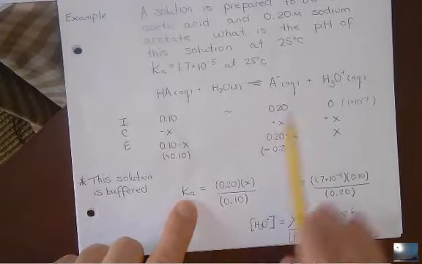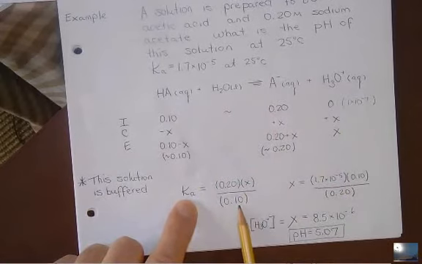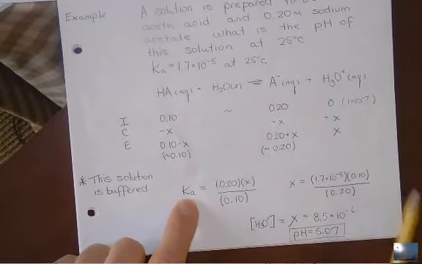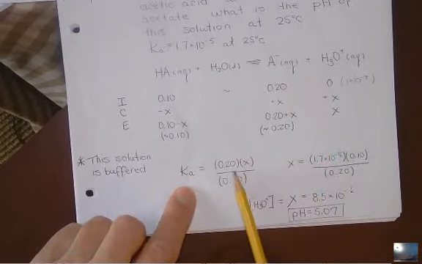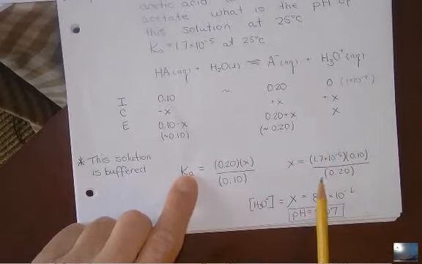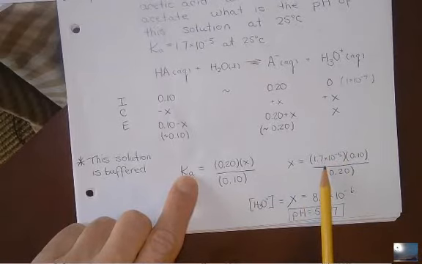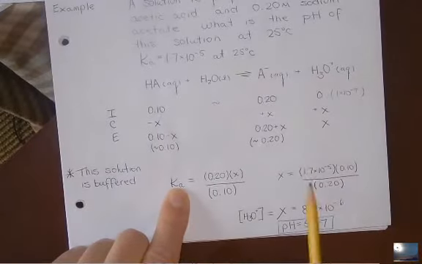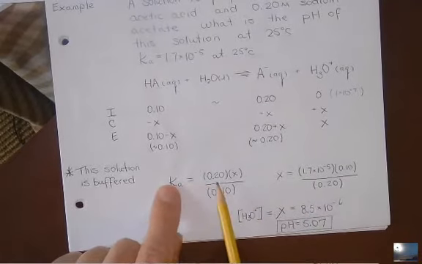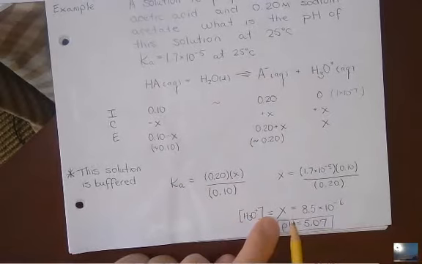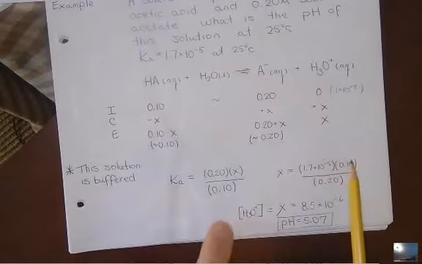Plug them into the Ka expression, this times this divided by this. And you'll see, just rearranging, I don't have to take a square root in this case. I've got all numbers here. I can take my Ka, which I know the value is 1.7 times 10 to the minus 5. Let me see if that's right. Yeah, 1.7 times 10 to the minus 5. So I take that number and multiply it by 0.1, cross multiply, and divide it by 0.2. So x is hydronium, so that's the way I'm going to get the pH.